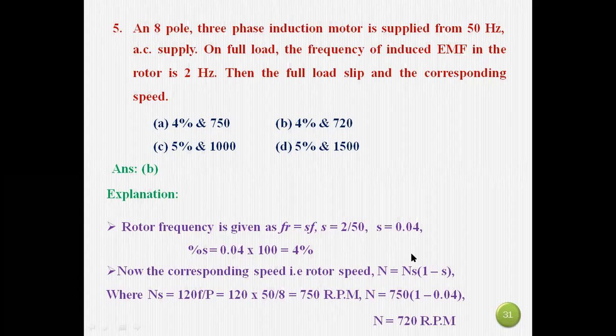Now you are supposed to find the rotor speed. So rotor speed is nothing but N equal to Ns into (1 minus s). So N is 750 into (1 minus 0.04). If you solve, you will get that value as 720 rpm. You can write that answer in rpm or rps.